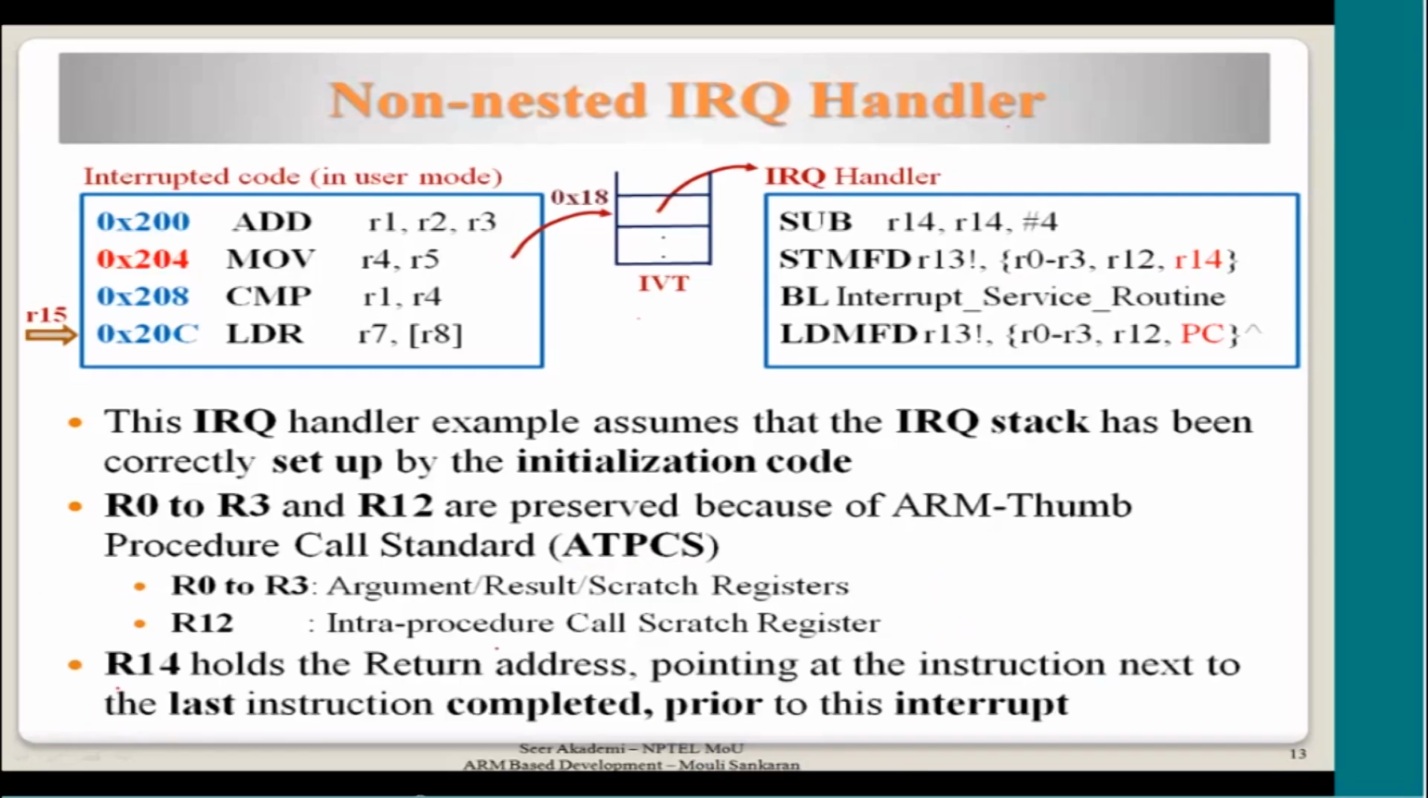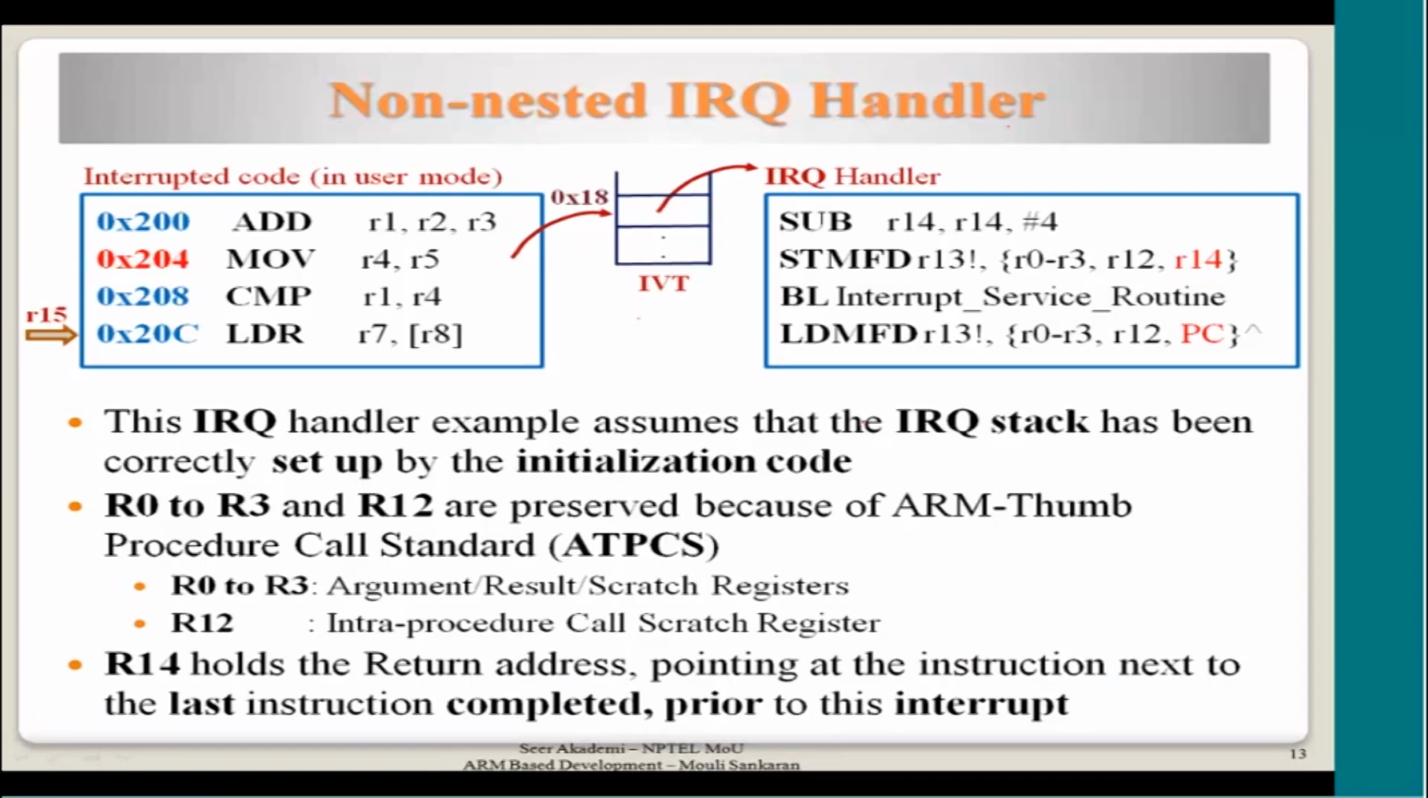So R14 holds the return address pointing at the instruction next to the last instruction completed. Next to the last instruction, because we have modified the R14 value. So this is the last instruction completed. It is pointing at this instruction and it comes back. Very good. I hope this is pretty clear to you. If not, please listen to this lecture again because this is very important for you to understand the next nested IRQ handler. That is going to be much more complex than this.